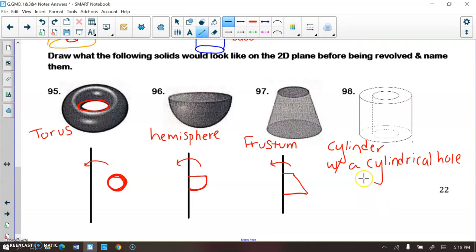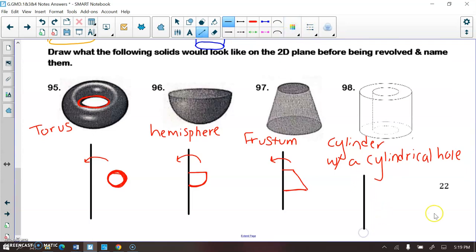So how the hole is created is with our 2D shape not being connected to the line that we're rotating it about. And how a cylinder is created is by a rectangle being rotated about our line. All right, that brings us to the end of this lesson.